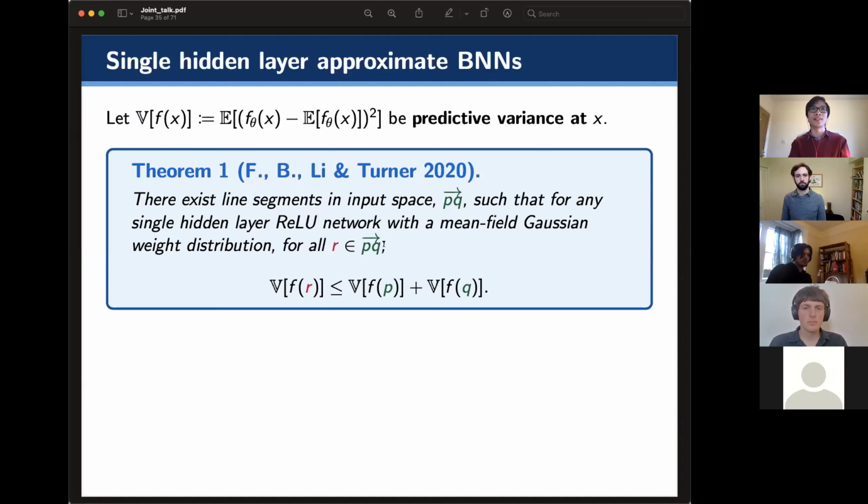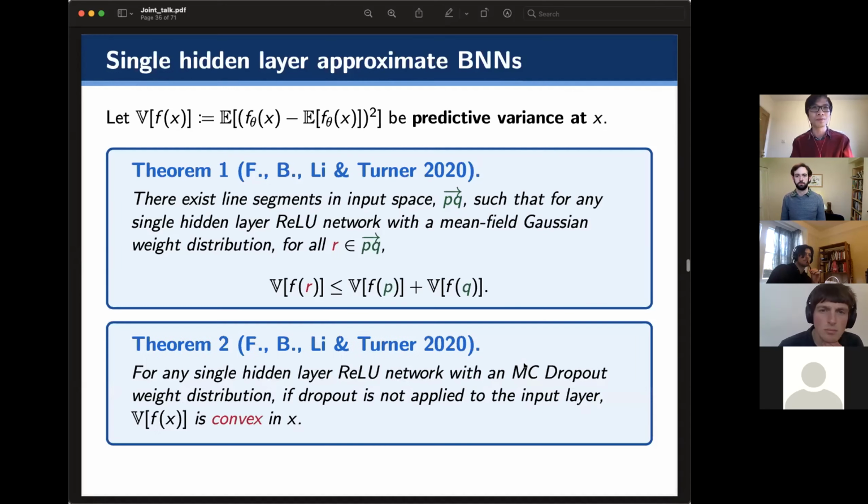Our first theorem states that there exist line segments in input space. We call them PQ, such that for any single hidden layer ReLU network, which uses a mean field Gaussian weight distribution, for all points R in this line segment, the variance at R is upper bounded by the sum of the variances at the endpoints of the line segment. What this is saying, for example, is that one of the line segments we bound includes line segments crossing the origin. So that would explain the previous case, why it was always so confident in the origin.